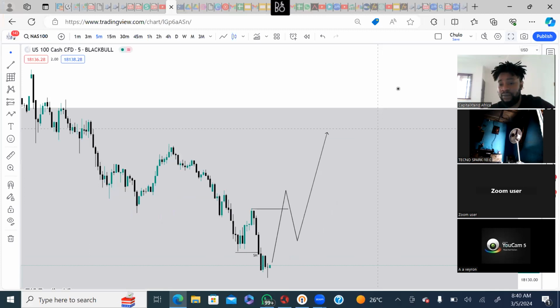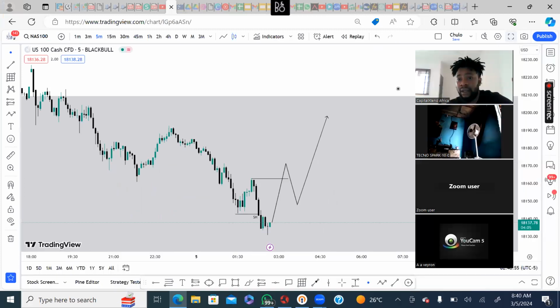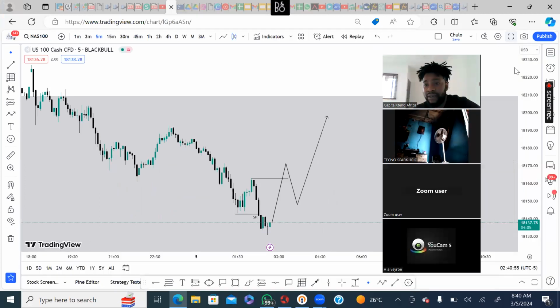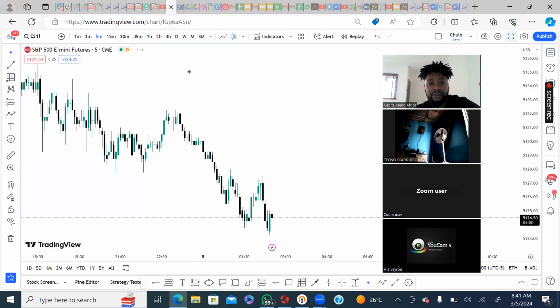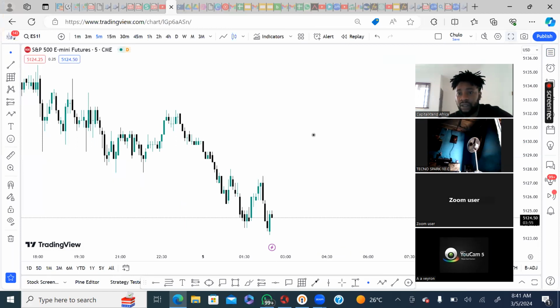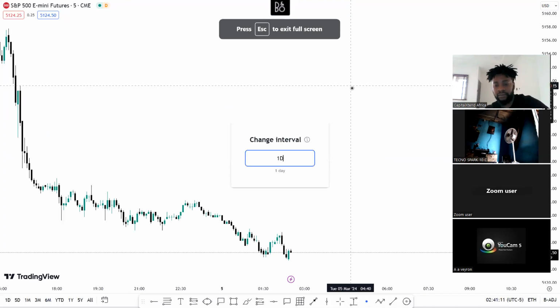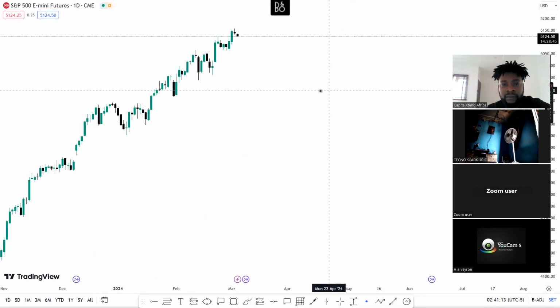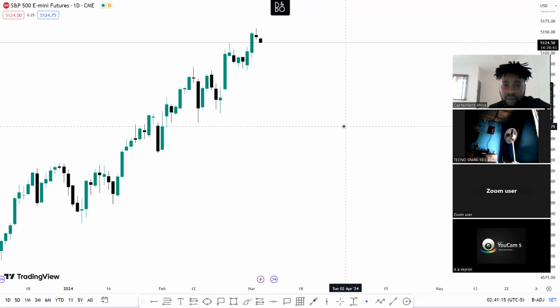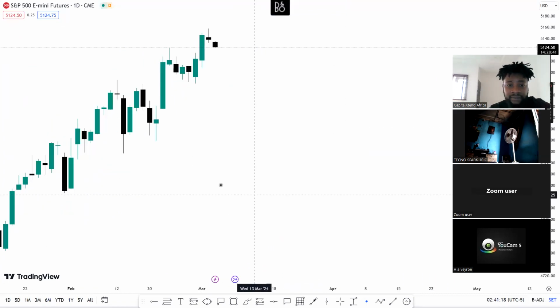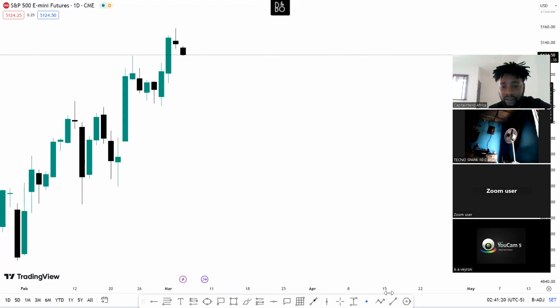So let's look at S&P 500 for drawing. Let's go down to the daily time frame. Okay, just like what we saw on NASDAQ, we have this buy stop liquidity here taken out, right?